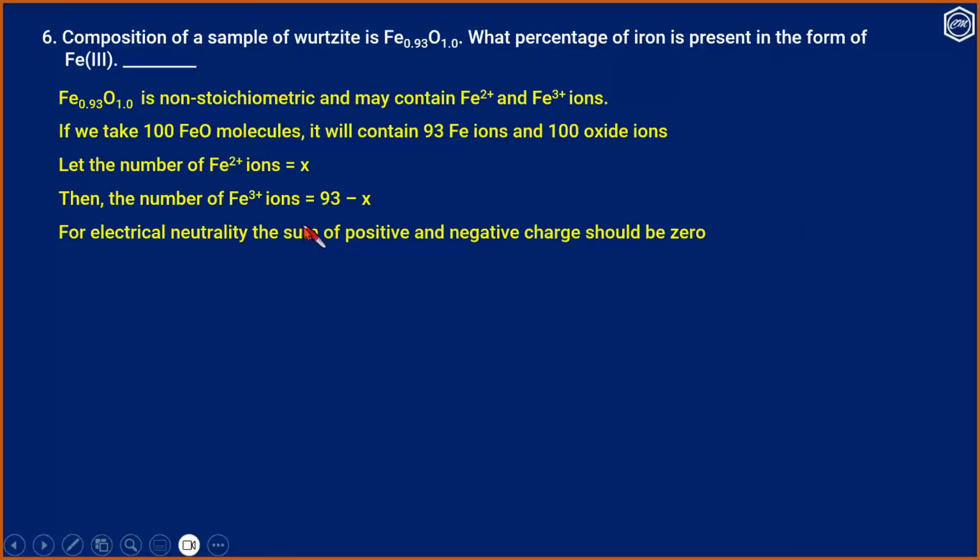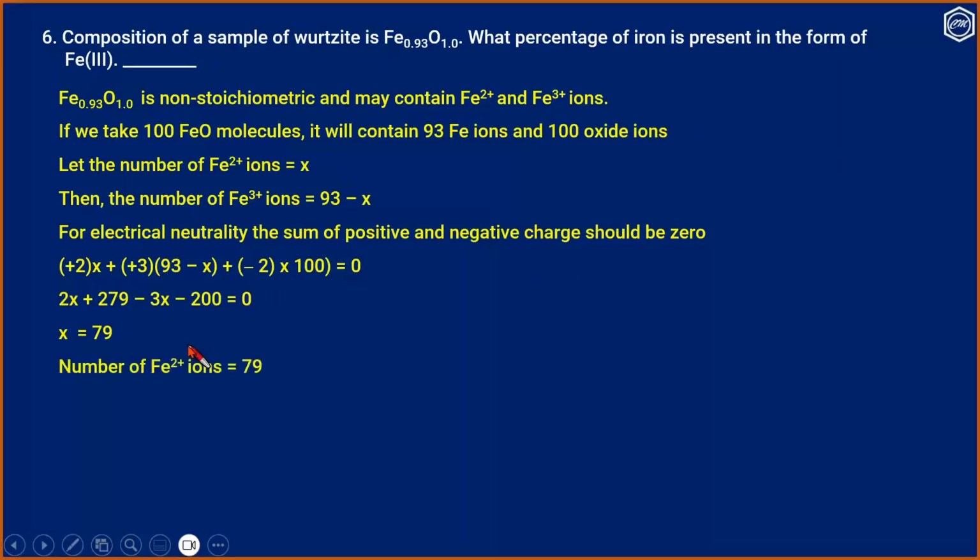For electrical neutrality, the sum of the positive and negative charges should be 0. That is plus 2 into 6, that is ferrous ion, plus 3 into 93 minus X, plus minus 2 into 100 is equal to 0. So from this, X is equal to 79. Number of ferrous ion Fe2+ ions is equal to X, so the number of ferrous ions is 79.